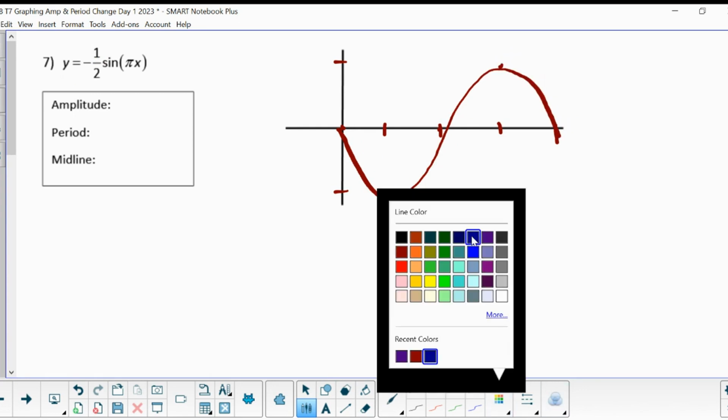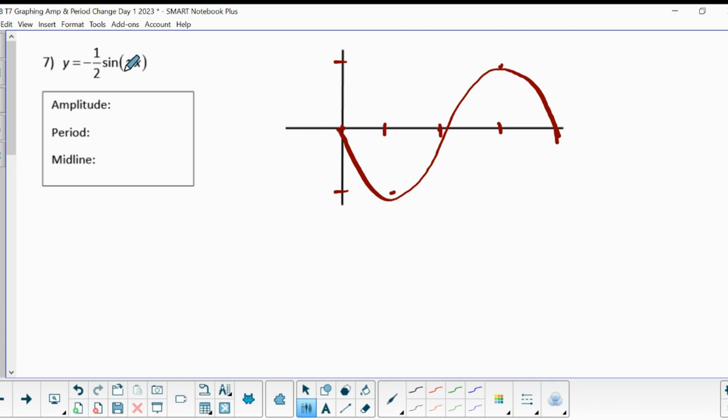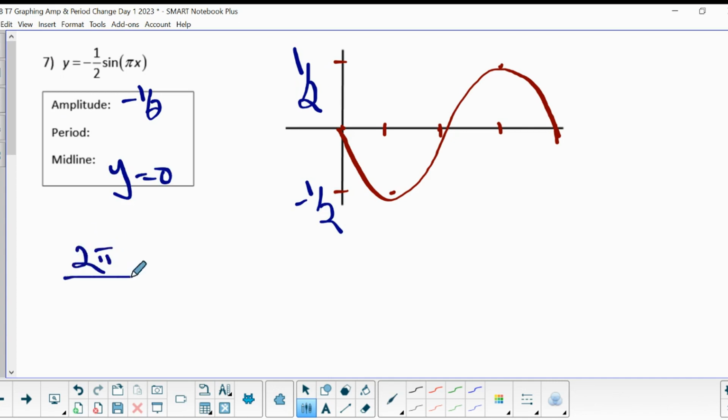And now I can just figure out the numbers based upon the stuff that's here. So my amplitude is a -1/2. So that means my top value will be a half and the bottom value will be a -1/2. And my midline, of course, is 0. And my period will be 2 pi divided by pi, because that's what's in there for b. So the period is 2.